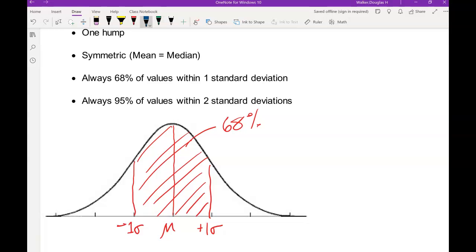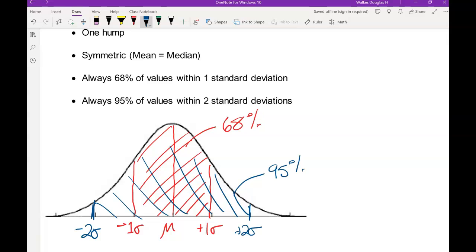If I go out a 2nd standard deviation, I'll do this in blue, from the mean, I'm going to get almost all of them. In that case, 95% of the values are going to be within 2 standard deviations, which means you only get about 2.5% then on each tail, to the right. If you go out 3 standard deviations, there's very, very few values that would be more than 3 standard deviations greater than the mean, or less than the mean.